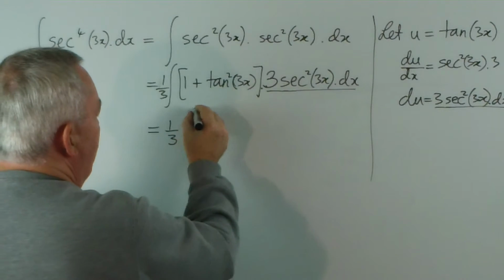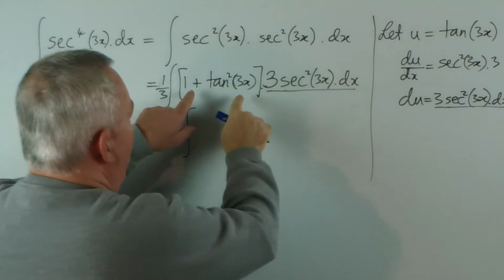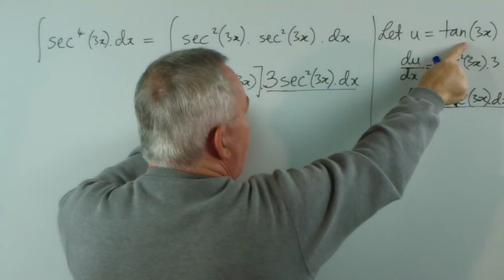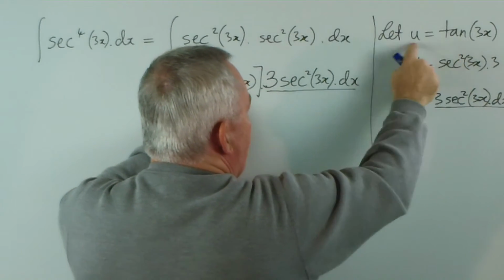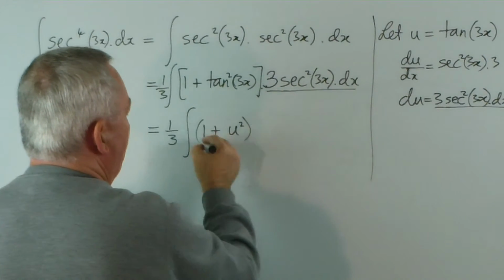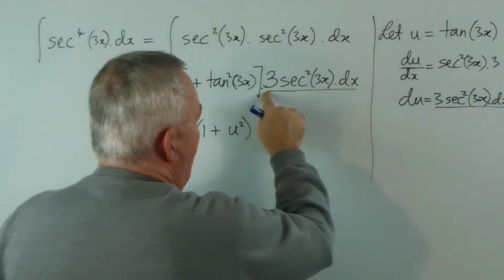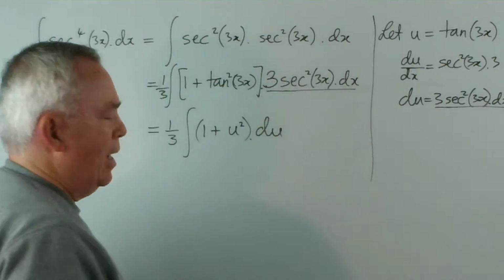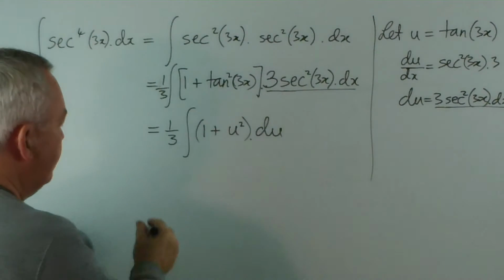So this is 1/3 times the integral. Using our substitution now, 1 plus tan squared 3x is 1 plus u squared. And all of this I can replace with du. And that is a vastly simplified integral.